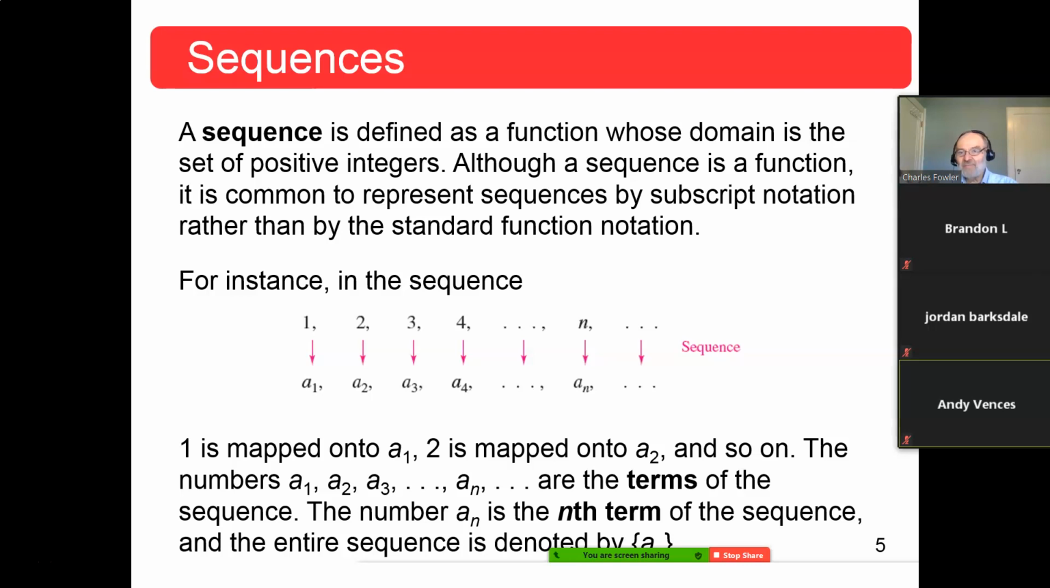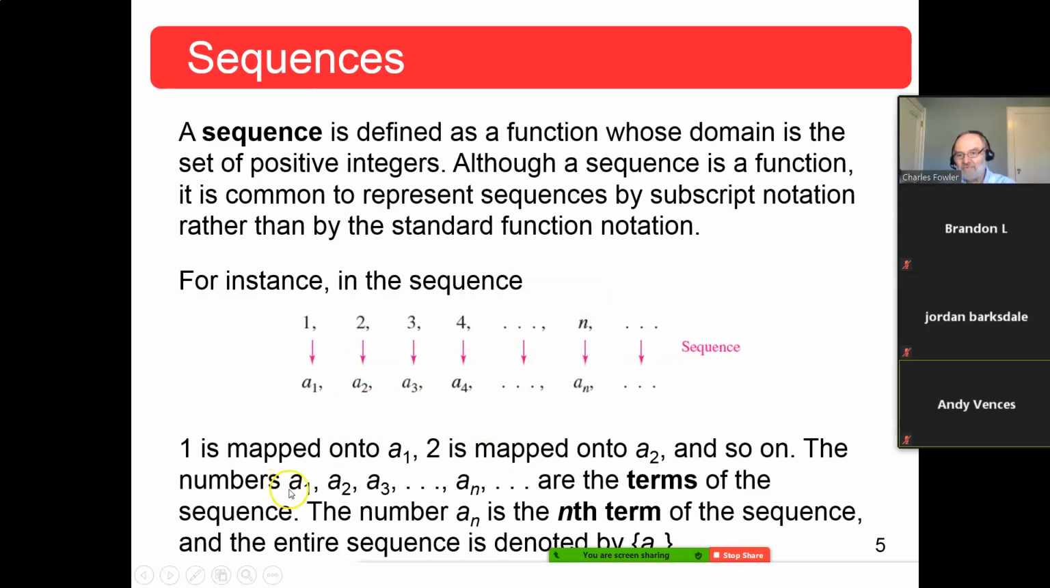Although a sequence is a function, it is common to represent the sequences by a subscript notation rather than standard function notation. Okay? Now, part of the reason for that, function notation, when you look at it, you think all real numbers. You always think that, so we usually use the subscript notation, which makes you think integers, because those subscripts can only be integers. Okay? So here's an example of a sequence. You're counting numbers, 1, 2, 3, 4, 5, 6, all the way up to n, and keeps on climbing. Okay? Well, if a sub 1 was the first one of those, a sub 2 the second one, a sub 3 the third one, a sub 4 the fourth one, a sub 5 all the way, a sub n was the nth one, all keep going up. Then the integer 1 is mapped onto a1, okay? 2 is mapped onto a2, 3 is mapped, and so on, okay?